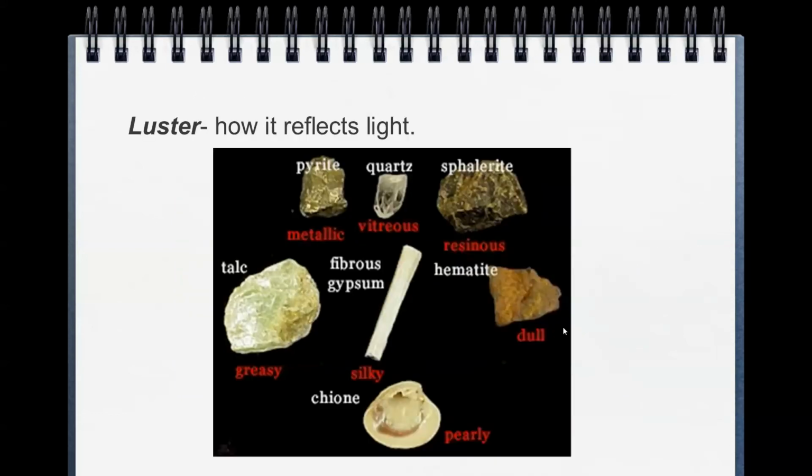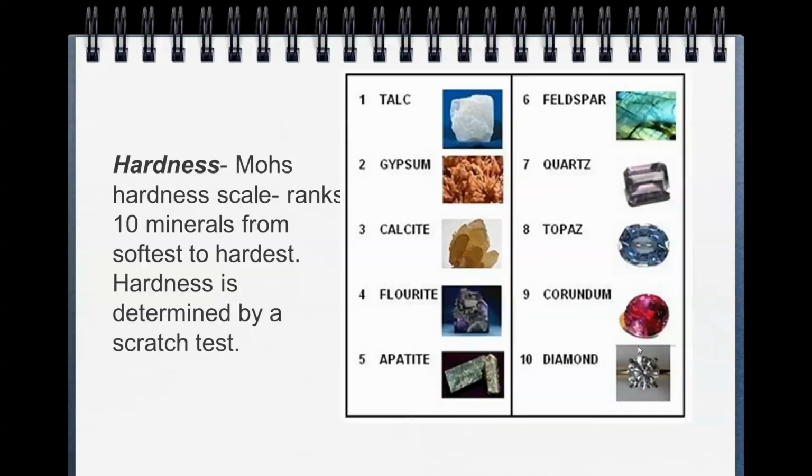Luster is how it reflects light. This would be like if someone had a diamond that picks up and reflects a lot of light, compared to, let's do the talc here. It's kind of greasy, almost looks like wax paper, so that would have a low luster. Same with this one right here. It's real dull. It's like a rock, so it wouldn't really have a lot of luster at all.